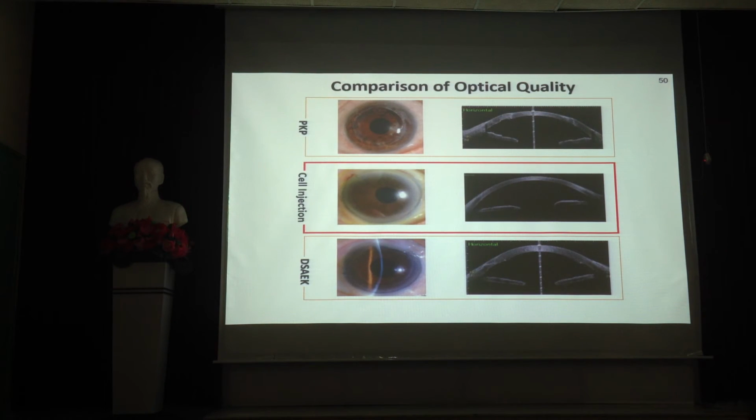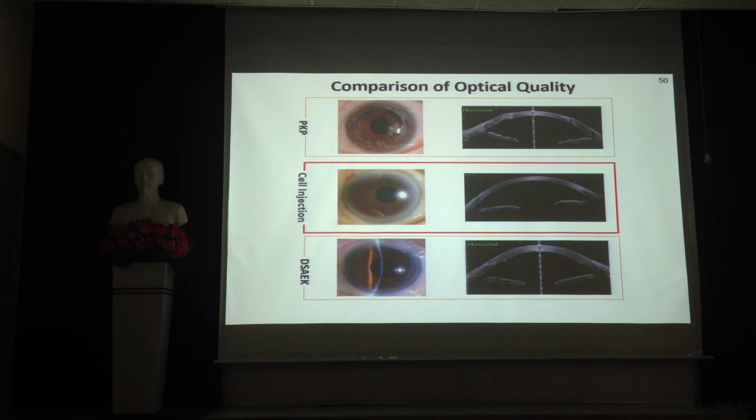Well, this is, I think, the last picture. This is PKP, clear cornea. This is DSAEK, clear cornea. This is cell injection. When you see the optical section, the shape looks similar, but there is some addition of tissue. So we think this is the best working of the optical body.